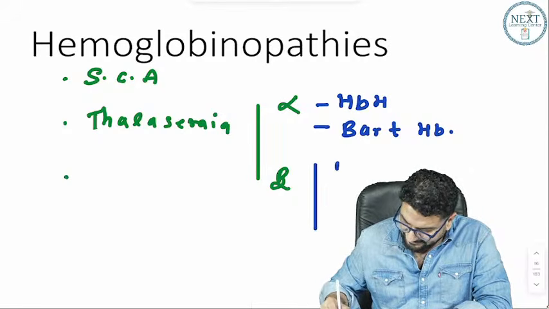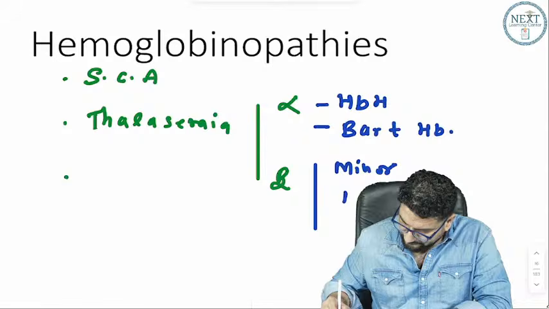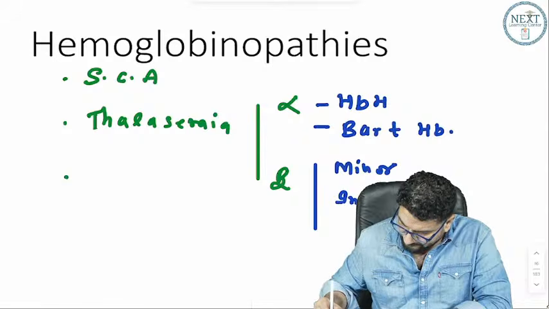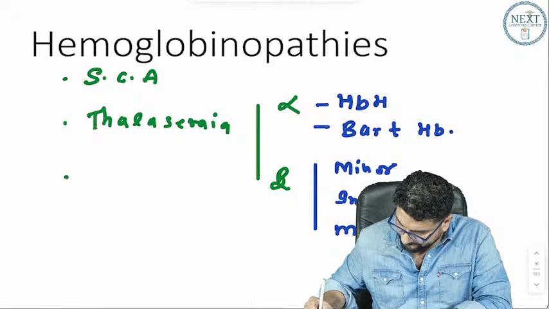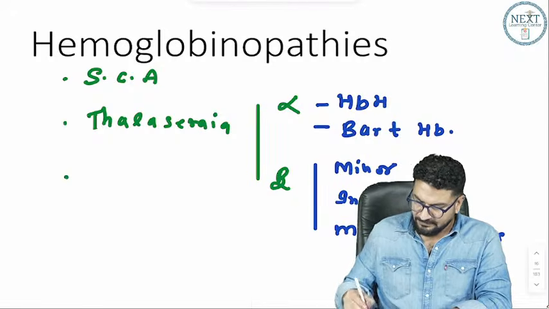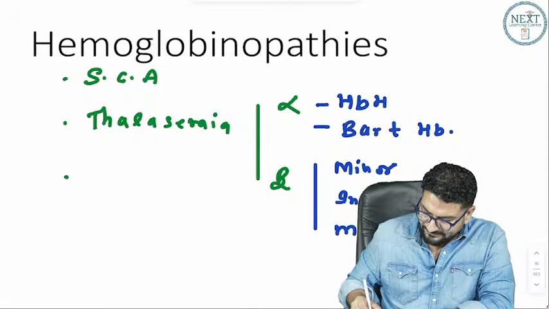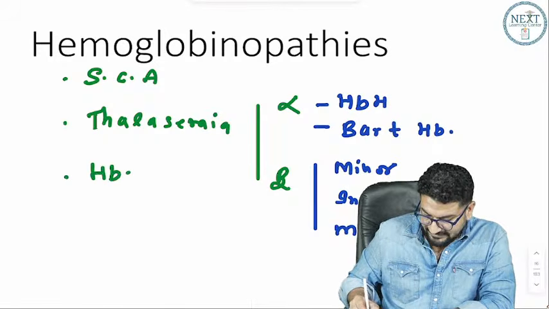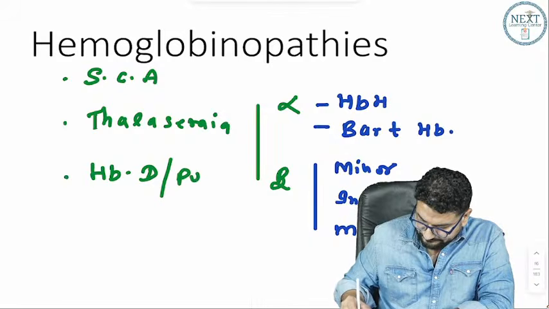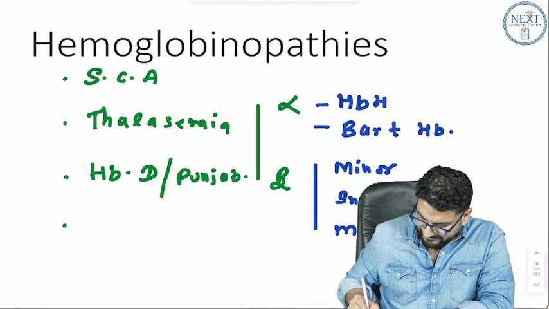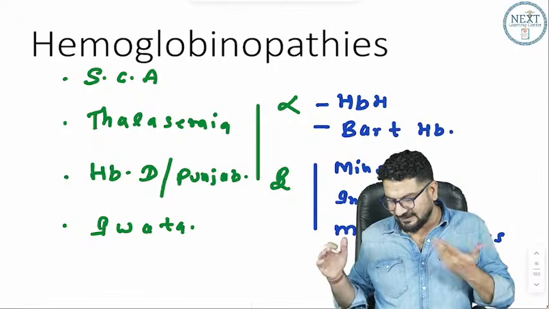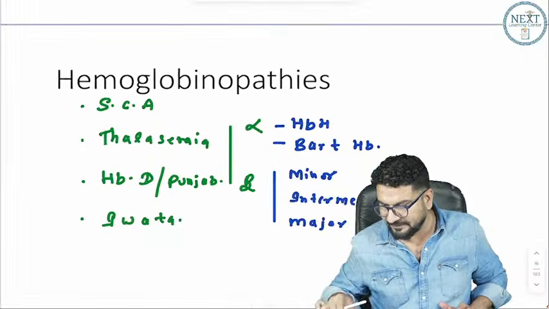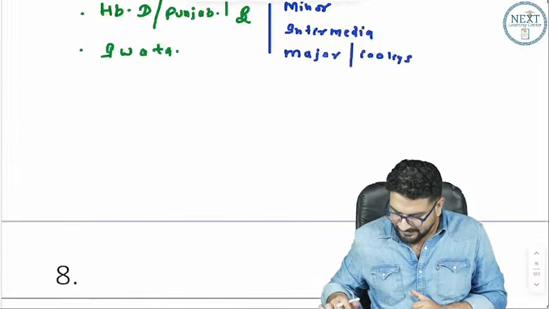In beta thalassemia, we have minor, intermediate, and major. Major is also called Cooley's anemia. Now, what else do we have in hemoglobinopathies? We have HBD, or we call this HBD Punjab. Then we have Avata hemoglobin. So these are some rare types of hemoglobinopathies, like Avata and HBD. These are rare. What is common? Common are thalassemia and sickle cell. Am I clear? Okay, moving to next.